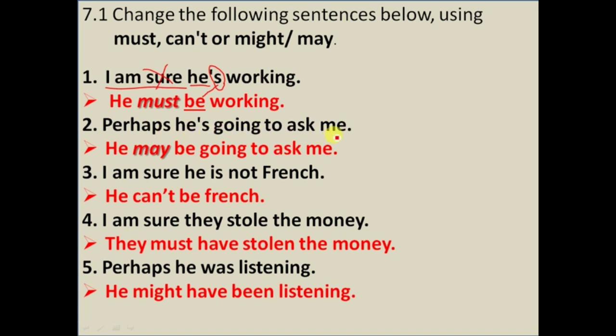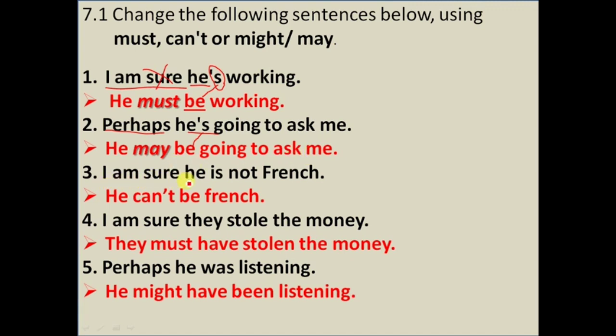Perhaps he is going to ask me. Let's see. Perhaps means you are not sure, therefore may or might, and the sentence is positive, therefore may or might. So begin with the subject, he. The sentence is positive, therefore may. He may. Here is, therefore be. He may be going to ask me.